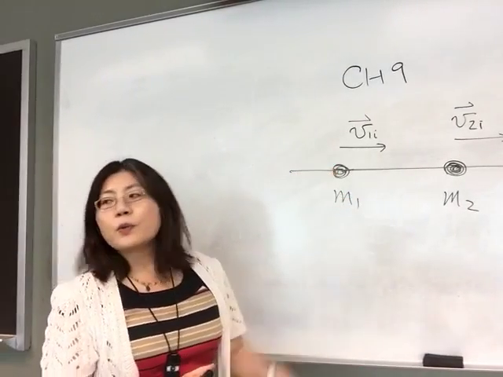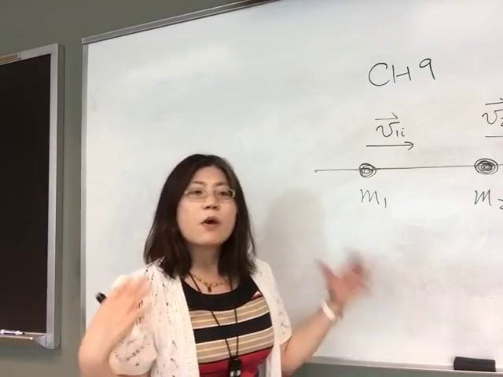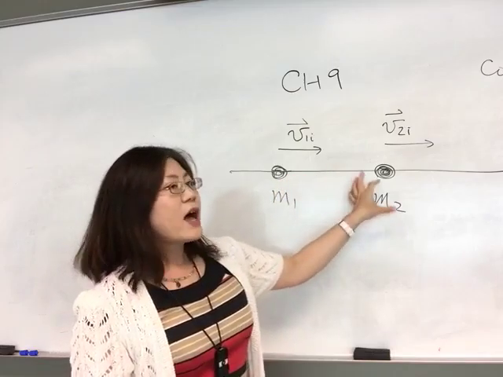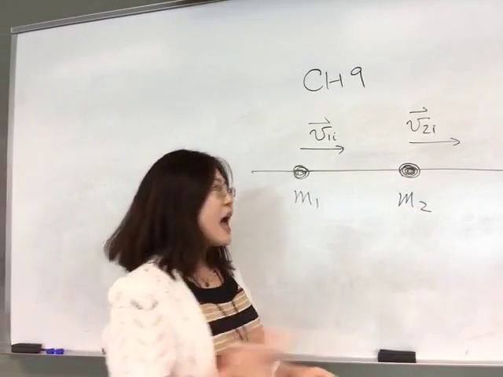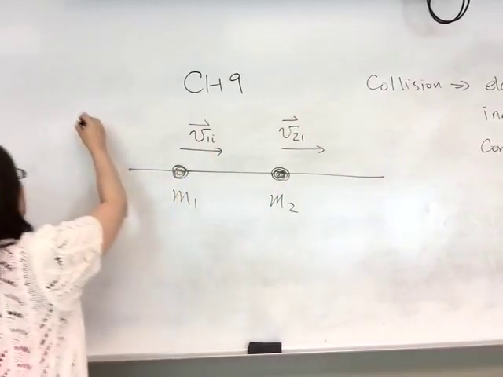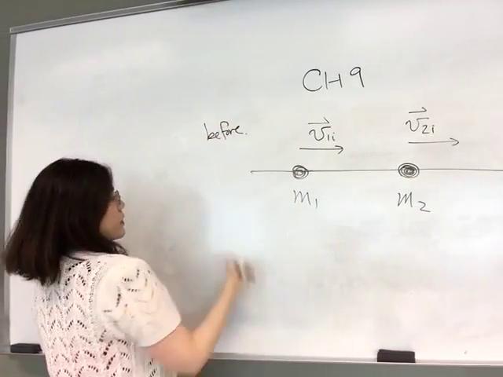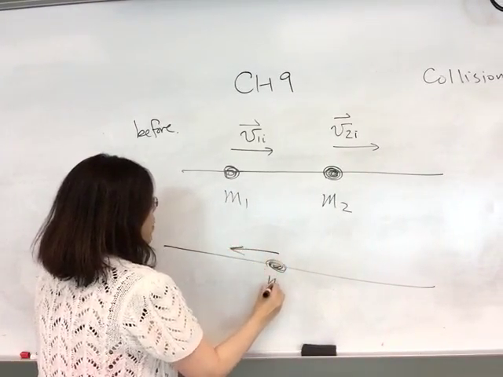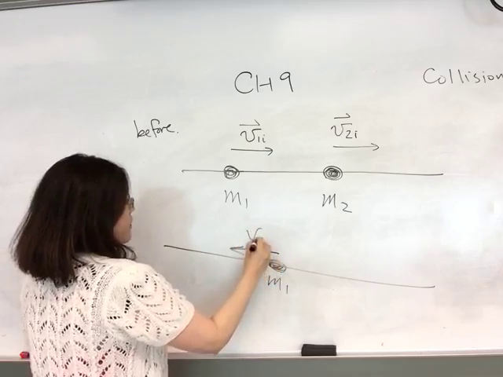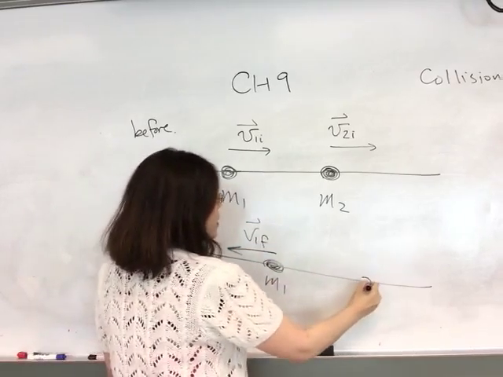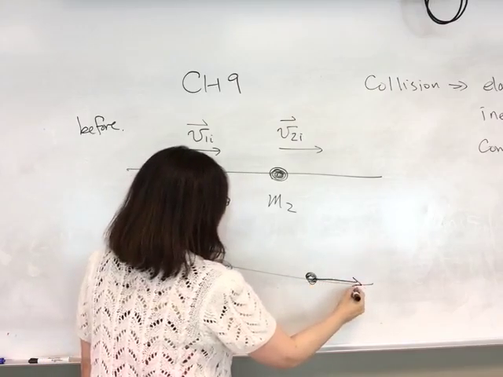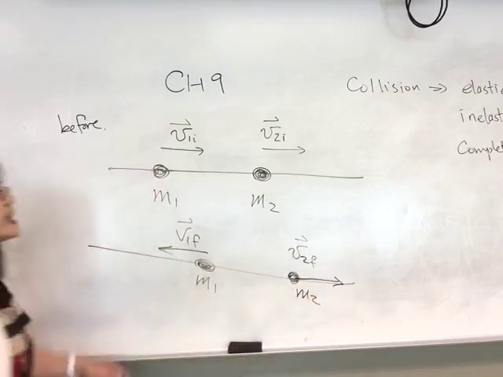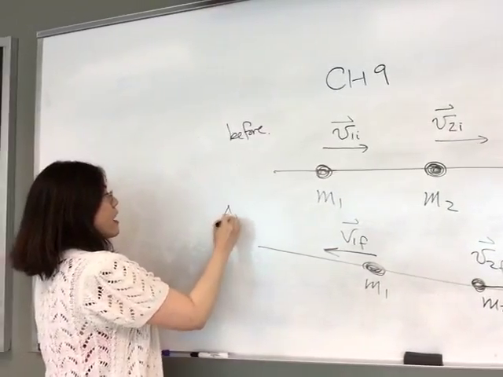So let's say you have two particles in the beginning. They're all moving with a non-zero velocity, moving rightward, and this particle is actually moving faster, so it's going to collide with that particle. So that's before. And then after collision, this M1 moves in this direction. Let's say v1F. And this particle, let's say, is moving in that direction, but its velocity changes, so that's called v2F. So this is before collision, and this is after collision.